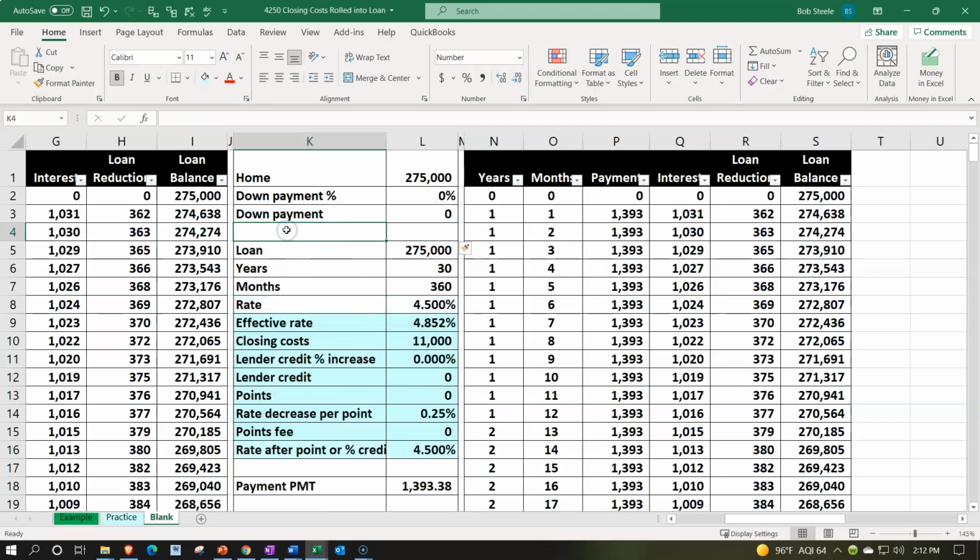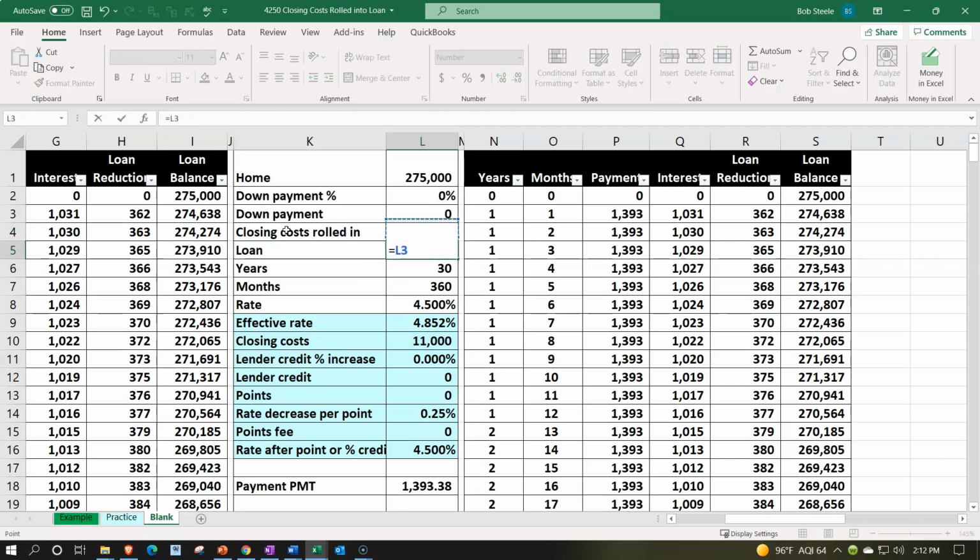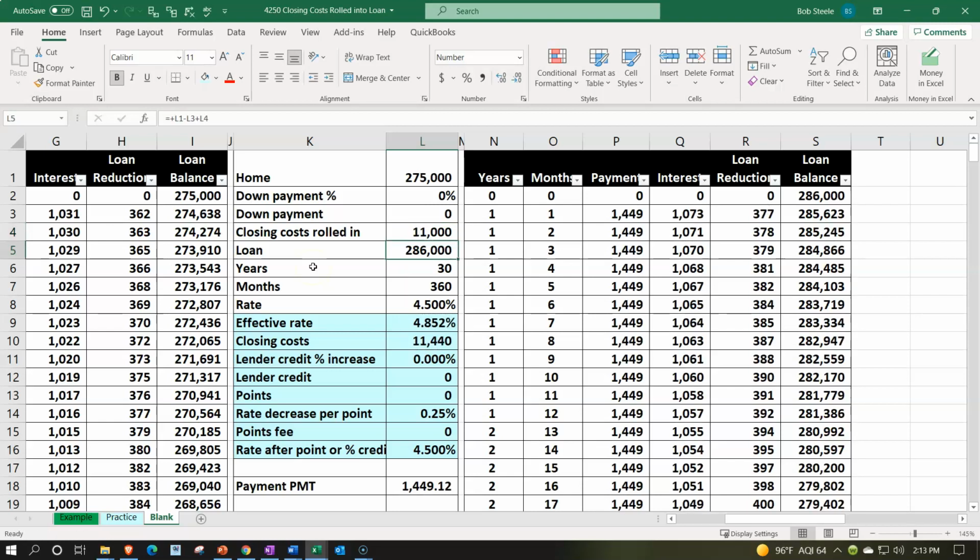And then I'm going to add the closing costs, and I'm just going to call it closing costs rolled in. And that's going to be equal to the 11,000. So now my loan amount down here would be equal to the 275 minus any down payments plus the closing costs. So now my loan, hold on a second. There's a circular reference there. Let's just type in the 11,000. There we have it.